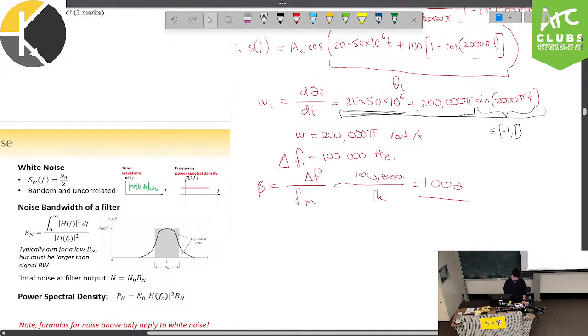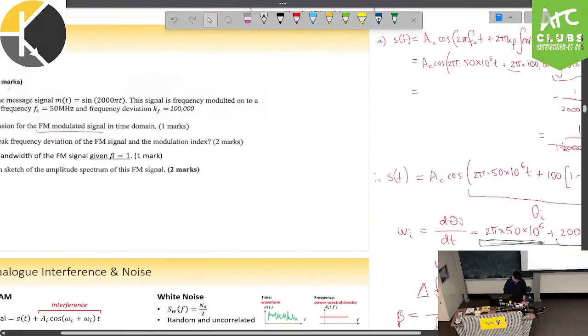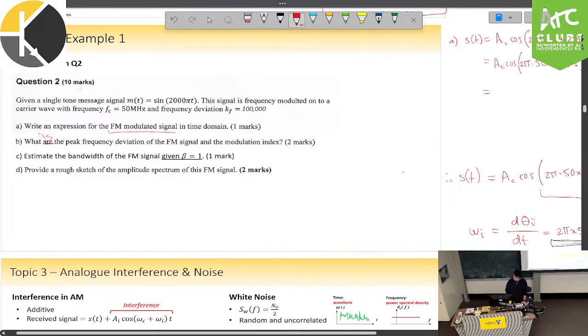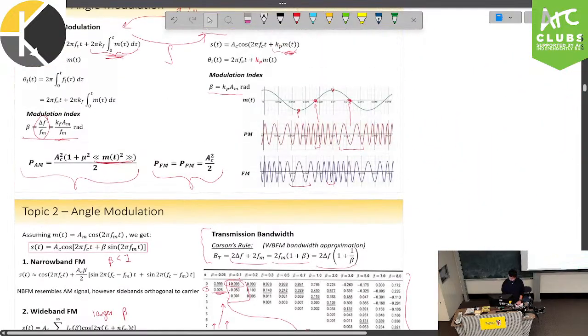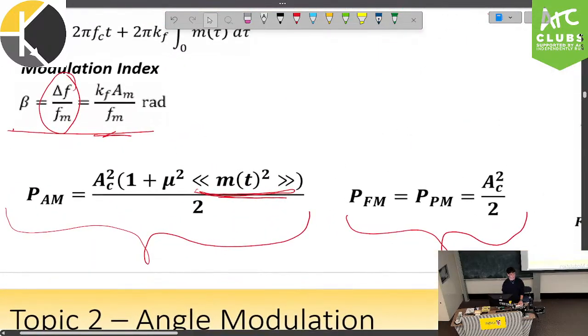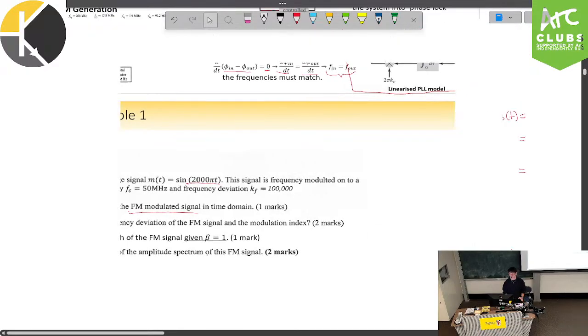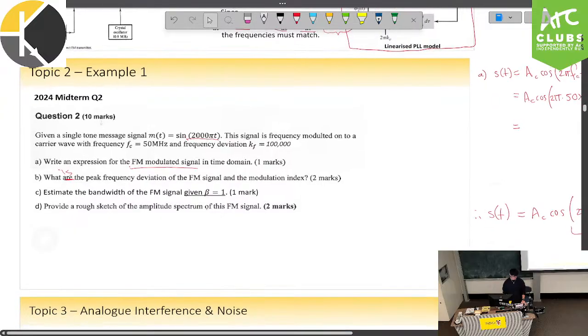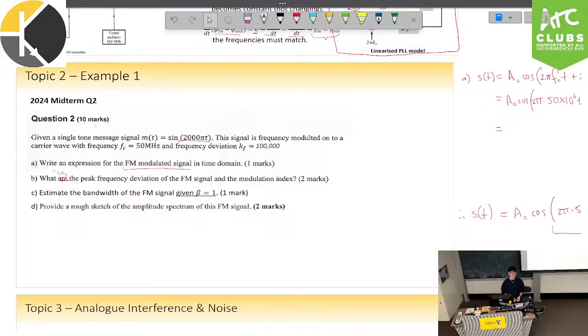Is it on 1K? Sorry? Is it on 1K or the central frequency? It will be on 1K because it's your fm, the frequency of your message. Yes? Right. Okay, cool. So I kind of skipped that bit. So could you just directly calculate the deviation with kf times Am, because it's all given essentially? Yeah, it would give you the same result. Okay.